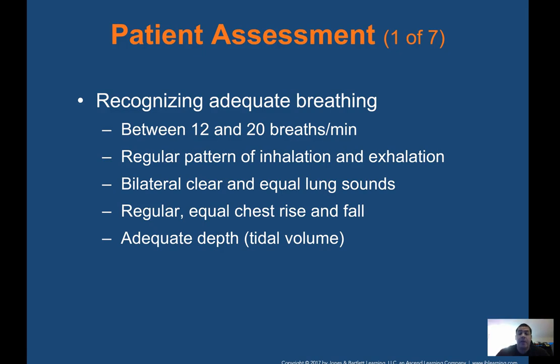Bilateral, clear, and equal lung sounds. So check both sides of the lungs. Just because one side of the lung sounds clear doesn't mean the other side is going to sound clear. Regular, equal chest rise and fall. Adequate depth, tidal volume.